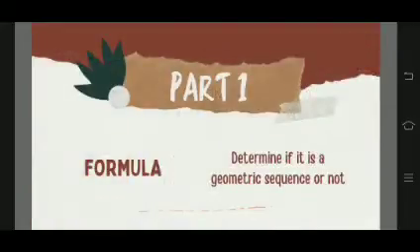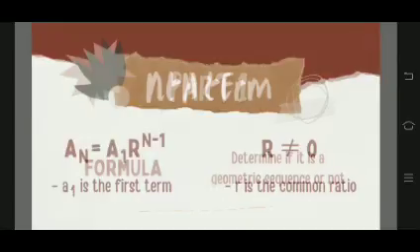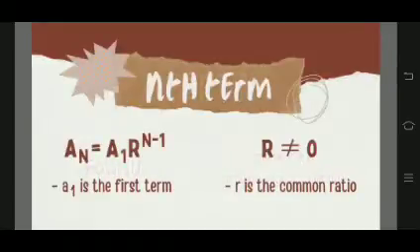Let's get to part 1 of our lesson, where we will learn the formula and how to determine if it is a geometric sequence or not. Again, the nth term is the formula that enables us to find any term within the sequence. The nth term of a geometric sequence is a of n equals a of 1 multiplied by the ratio raised to n minus 1. Remember that a of 1 is our first term, and r is not equal to 0. Again, r is the common ratio.